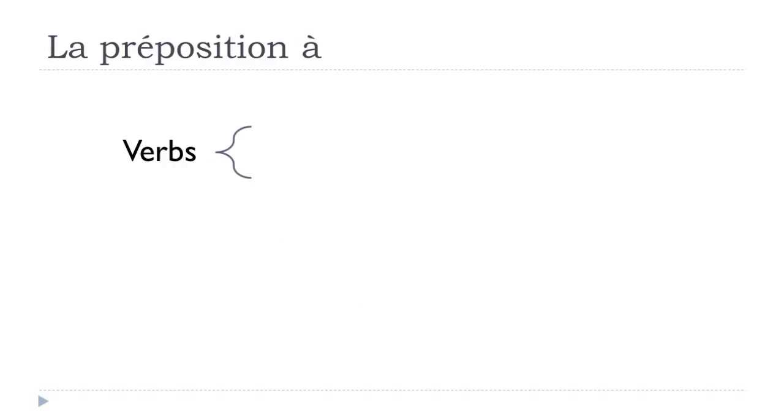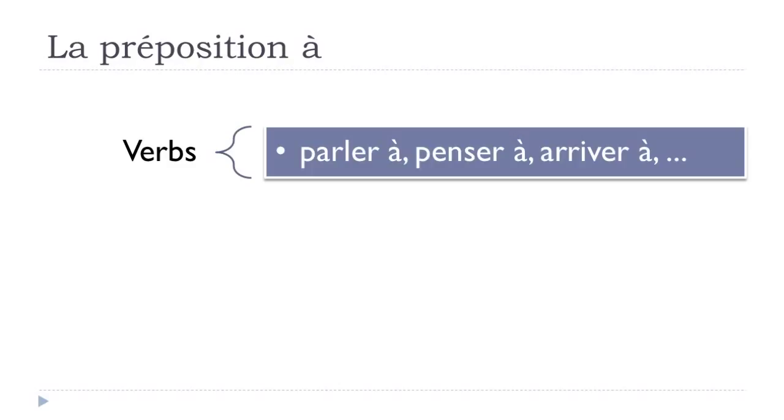So with verbs, because some verbs, and it's only examples here because we've got many verbs that will require this preposition à. So parler, parler à, to talk to. Penser à, to think about someone or something. Arriver à, to succeed to do something. So in that case you should use this preposition à with these verbs.